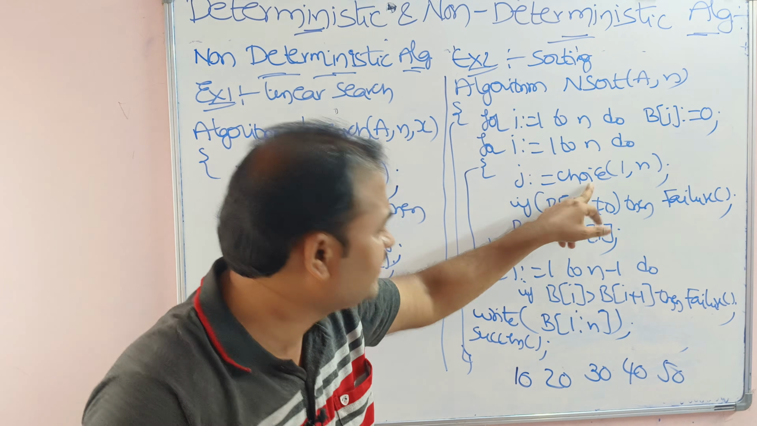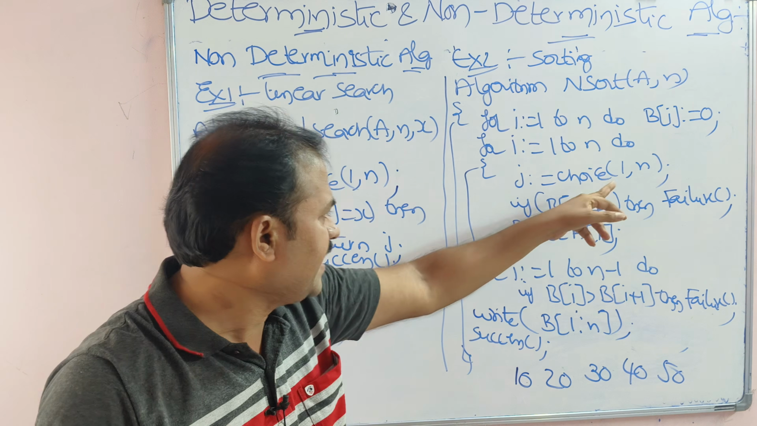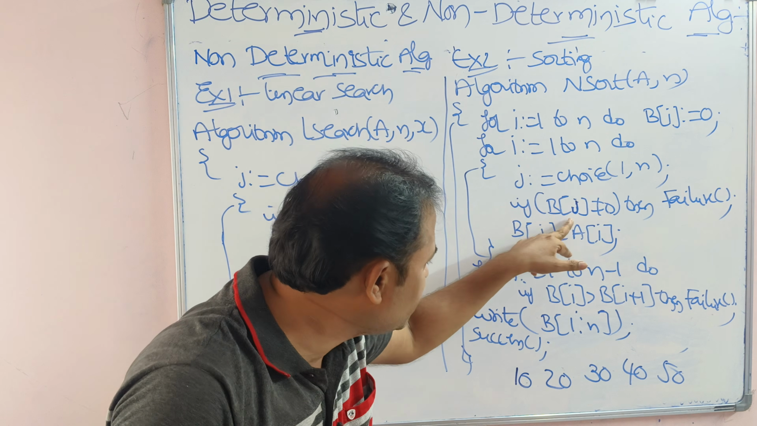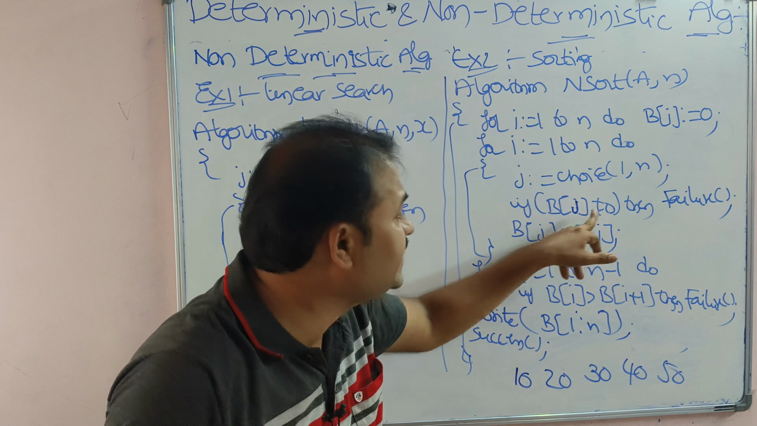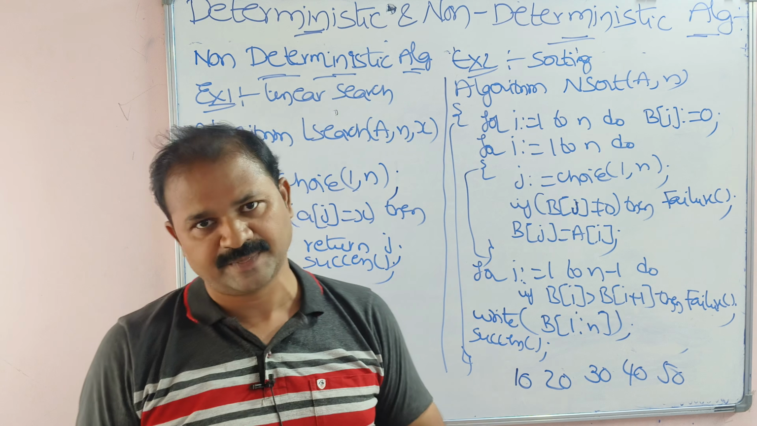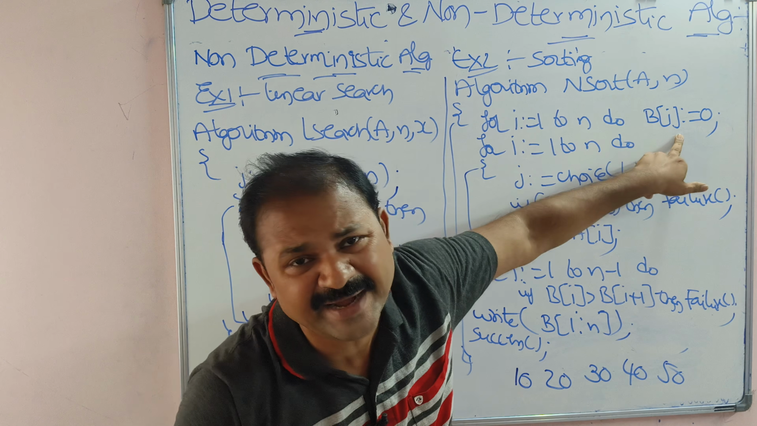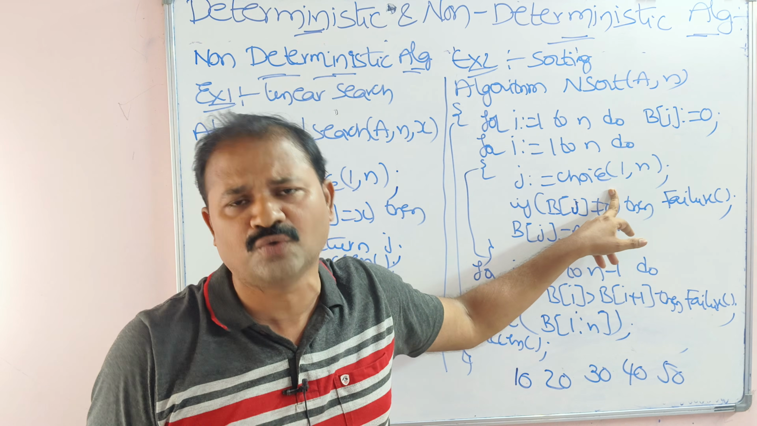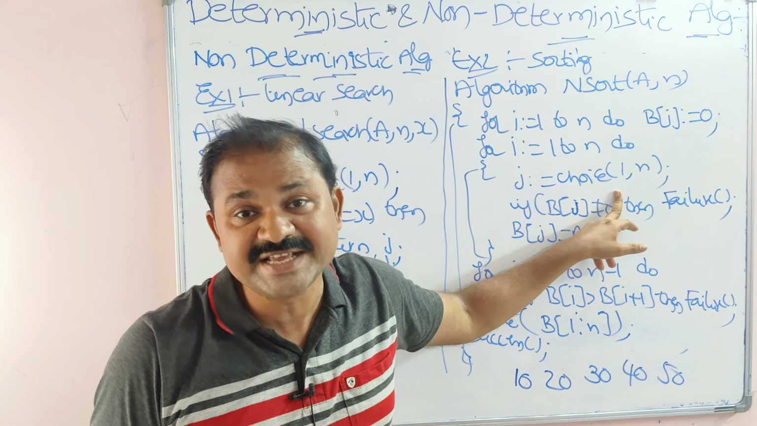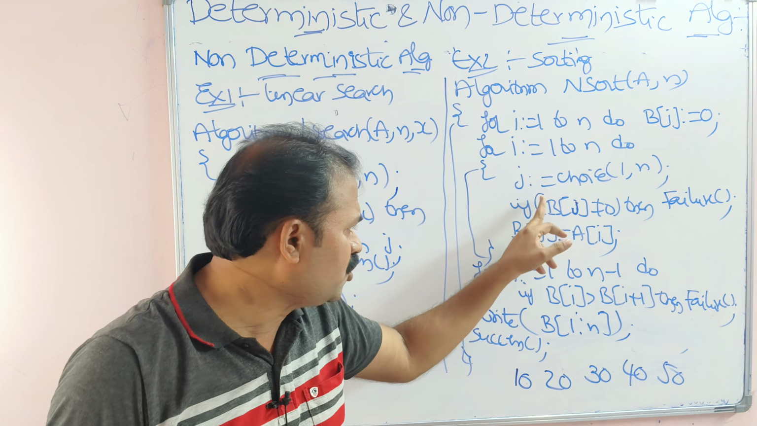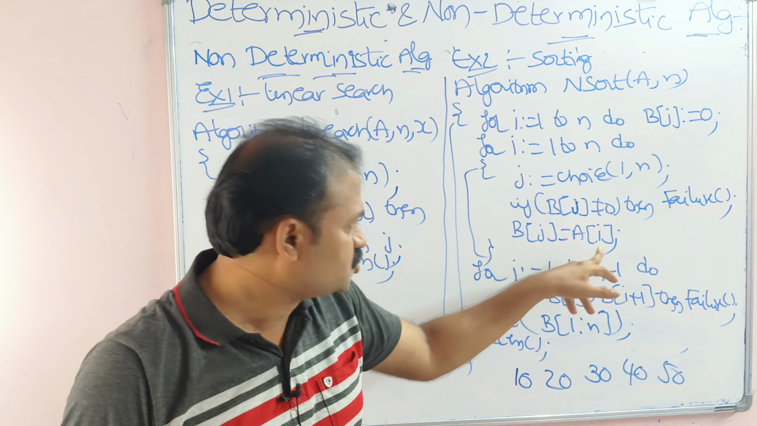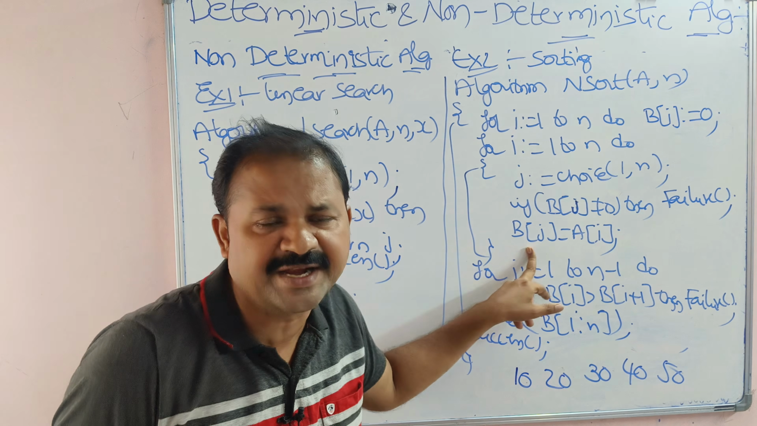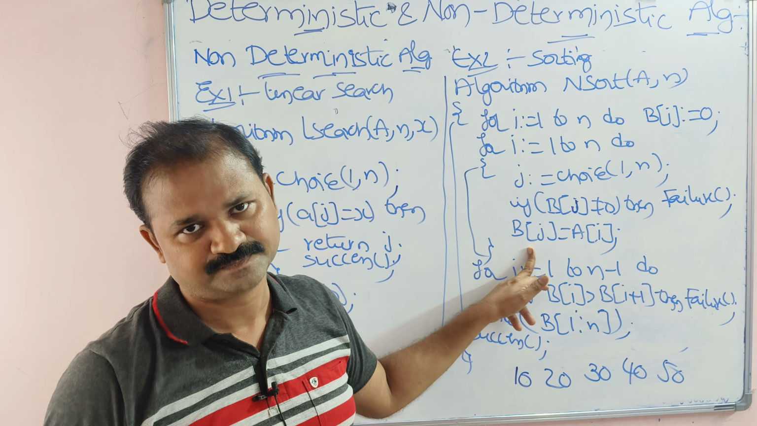Next, we are using a for loop for repetition purposes. The choice method picks one element and stores that element's index in j. Now we are checking whether b of j is equal to 0 or not. Initially the output array contains all zeros only, so 0 not equal to 0 is a false condition. So control comes out of the if, and the input array element, that is a of i, will be stored in output array b of j.